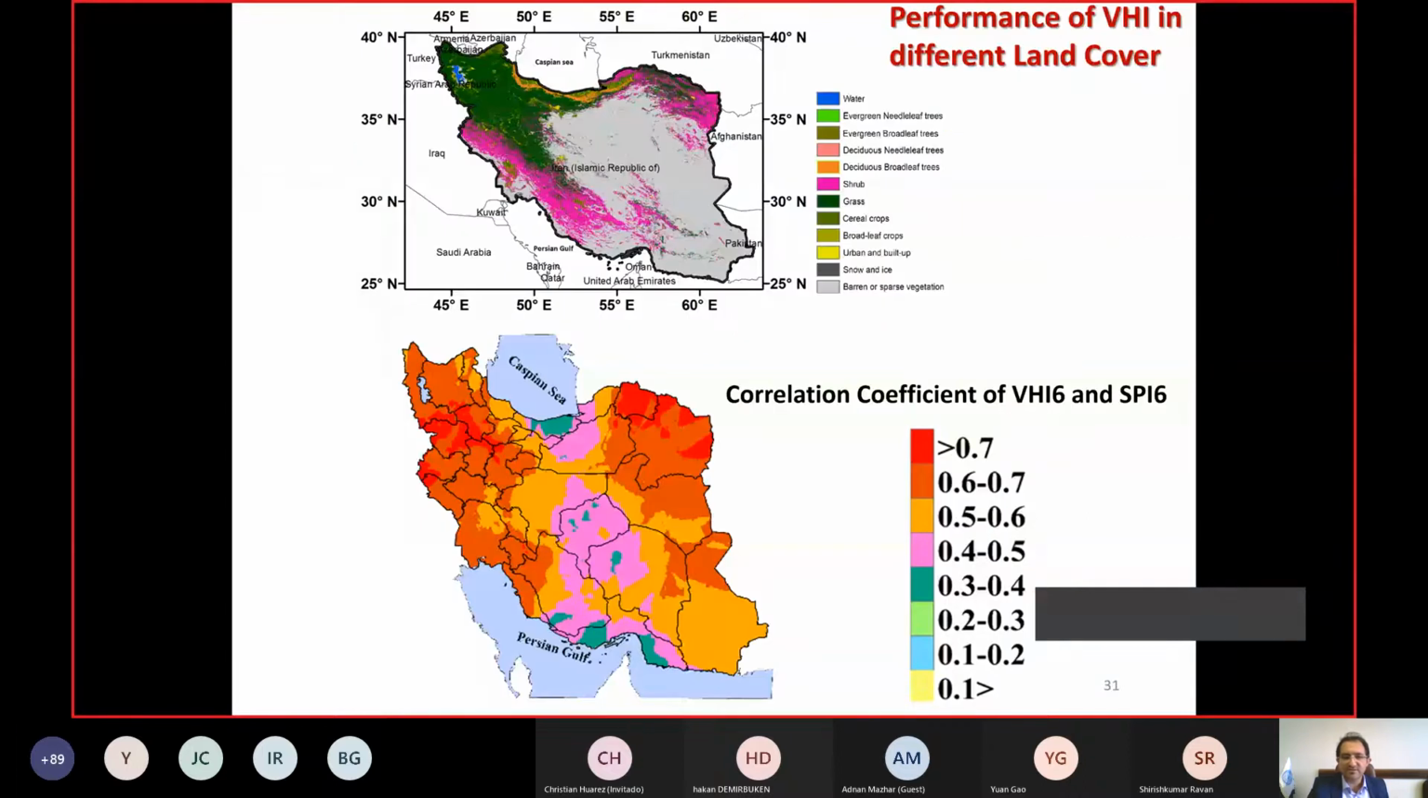As a result of these maps, you can see here the correlation coefficient of 6-month VHI with 6-month SPI. For the 6-month VHI, we found the best correlation coefficient with the SPI in most parts of Iran, especially in the western part and also in some northeastern parts of the country, which is mostly covered by agricultural crops, shrub crops, or grasslands. There is a very good correlation between the meteorological index, SPI, and VHI, and I can say we can use the VHI for agricultural drought monitoring.